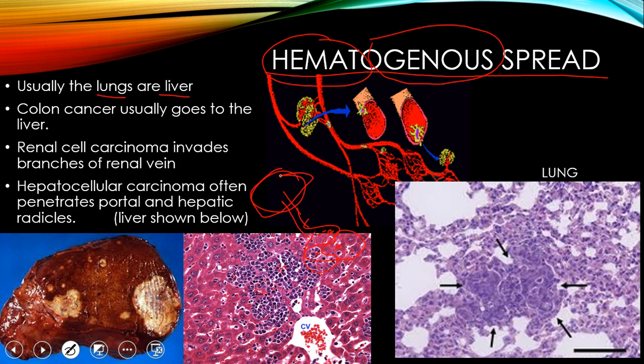So they feel like you can say colon cancer usually goes to the liver, whereas renal cell carcinomas usually invade the branch of the renal vein. That's straightforward. Hepatocellular carcinoma often penetrates the portal and hepatic radicals. Liver shown below. So here's that liver that I was talking about, and you can see those tumors growing in it. Here's an example of the lung. Here's another liver histological stain here.